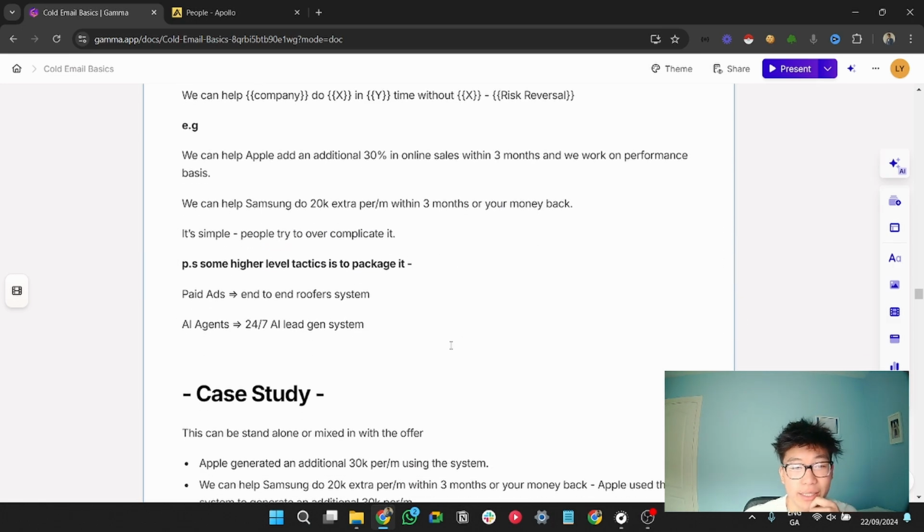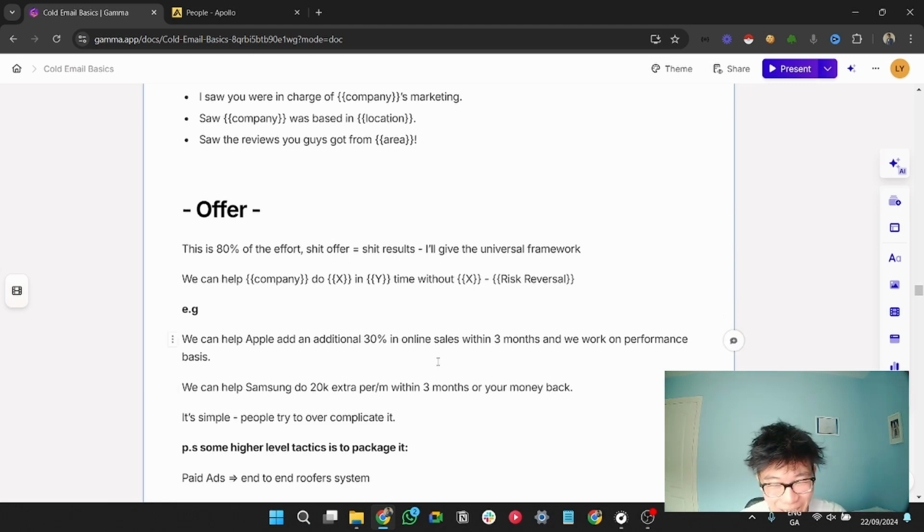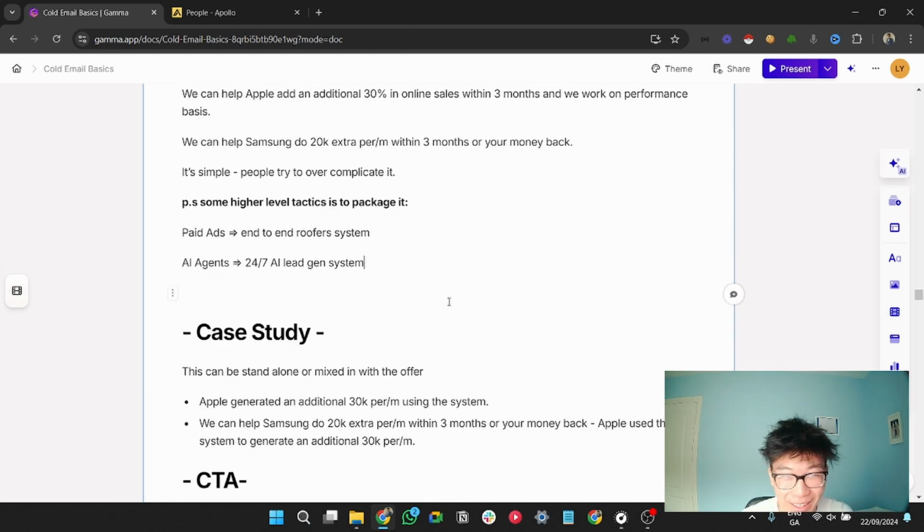Yes, some high level tactics to package it. Paid ads, end-to-end roofer system, AI agents, 24/7 AI lead gen system. So if you want to write an offer, how do I describe this? No one cares about Facebook ads, okay? Literally no one cares. They're so numb to it. Maybe in 2014 they were like, oh my God, you can give me that. No one cares. So you just don't say Facebook ads in your email unless you're going to do one for them for free, which I'll get into in a second.